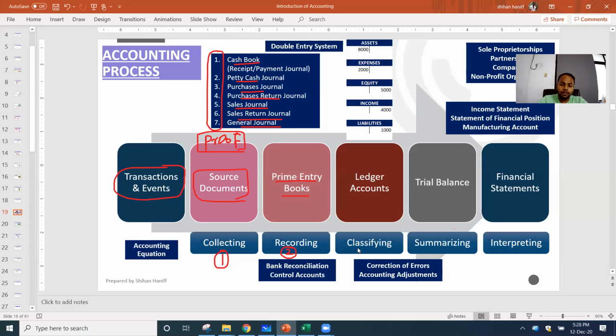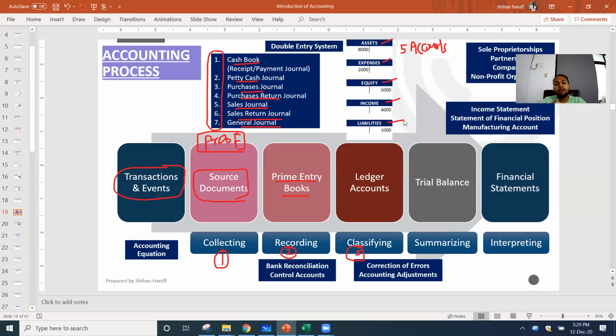Your third step is classifying. Once you record the transactions in the prime entry book, you have different books for different purposes. Then you classify. How do you classify? You use mainly 5 types of accounts. Assets, expenses, equity, income, liabilities.